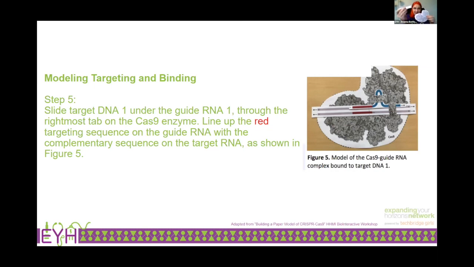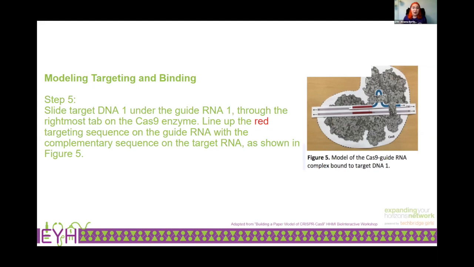So what we're going to do is take the DNA, and we're going to slide it underneath that tab where the guide RNA is also in the protein. And you're just going to slide the DNA in there until it matches up perfectly with that guide RNA. And this is how the CRISPR-Cas9 protein actually finds which area in the genome it's supposed to cut.